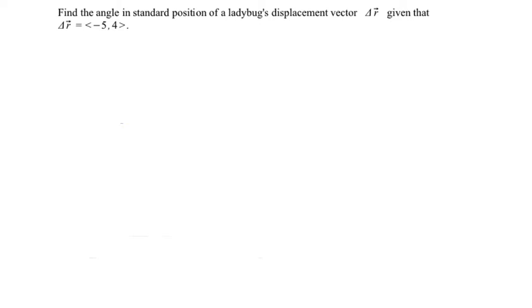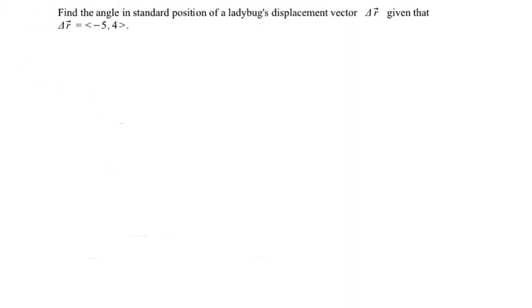This question asks us to find the angle in standard position of a displacement vector delta r, given that the displacement is in component form -5, 4. All right, so one of the first things we'll want to do is think about what quadrant this vector points toward.